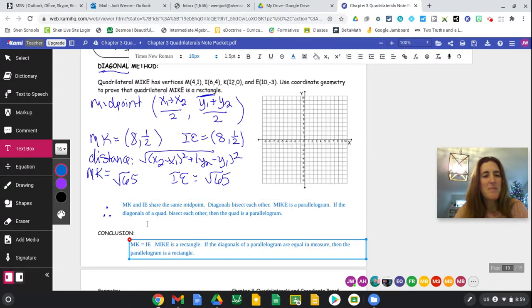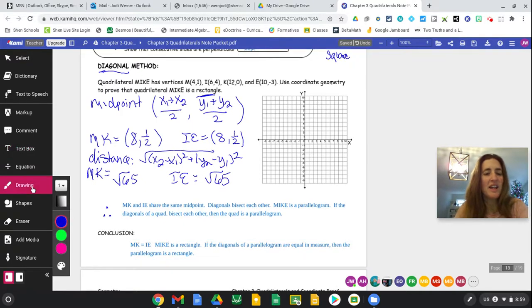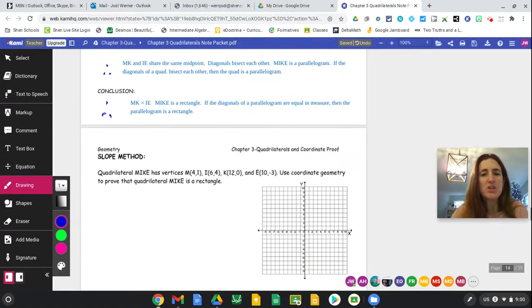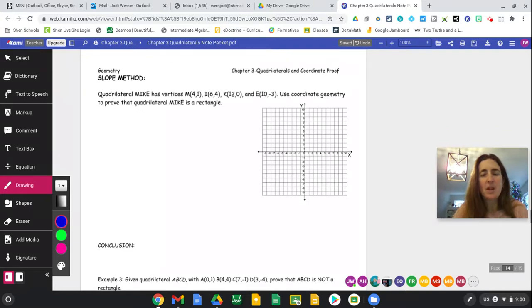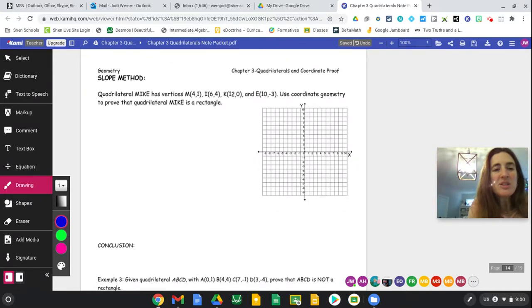Okay, so that would be my second conclusion on there, which is actually what I wanted to prove, and now that proof is complete. So I used the diagonal method to show that MIKE was a rectangle. Okay, now what if I wanted to use the slope method? That's fantastic. We love a good slope. We can use the slope method to do the same thing.